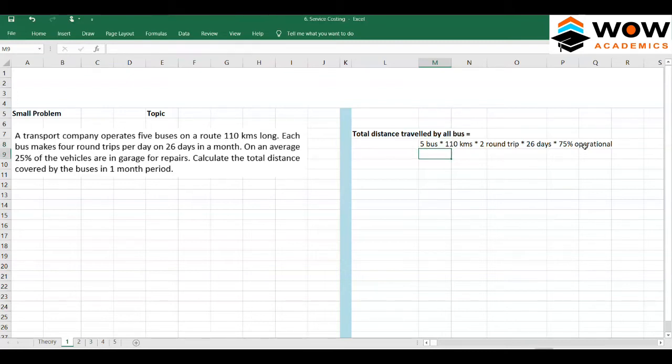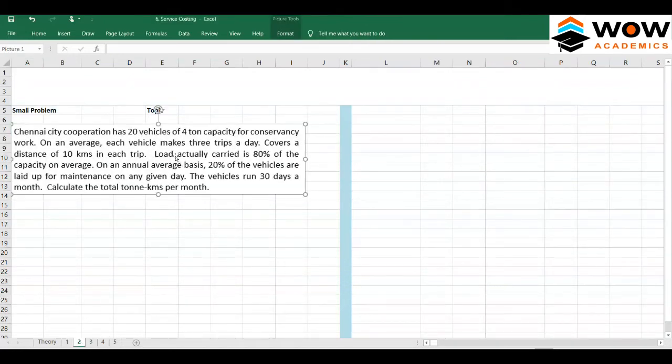So now what we'll do, we'll remove all the names. We'll just have the numbers alone. Now we'll multiply all of them. You get some number, 21,450. So this is the total distance traveled by all bus, and this number is in kilometers. This is usually a 2-mark sum, or it can come as a part of a lengthier sum. So that's how it works. We'll move on to the next sum.